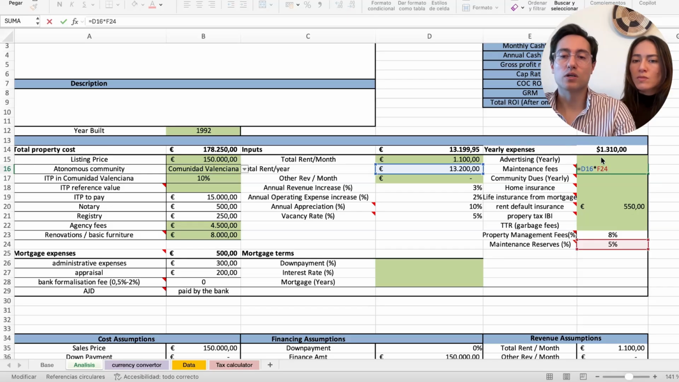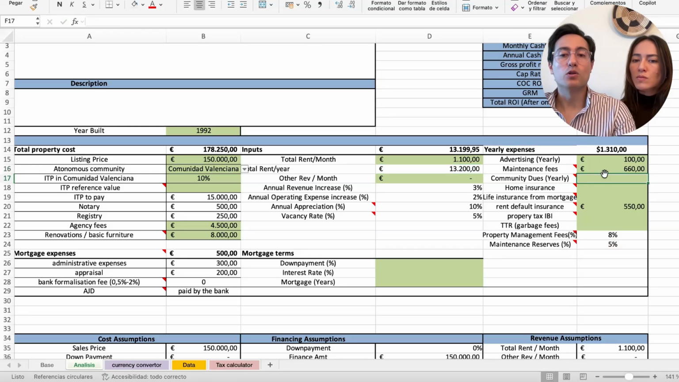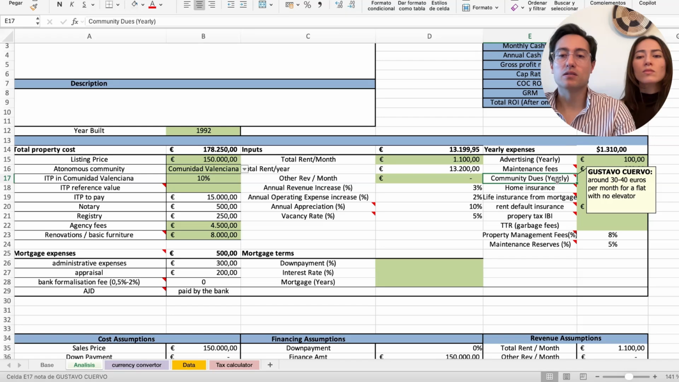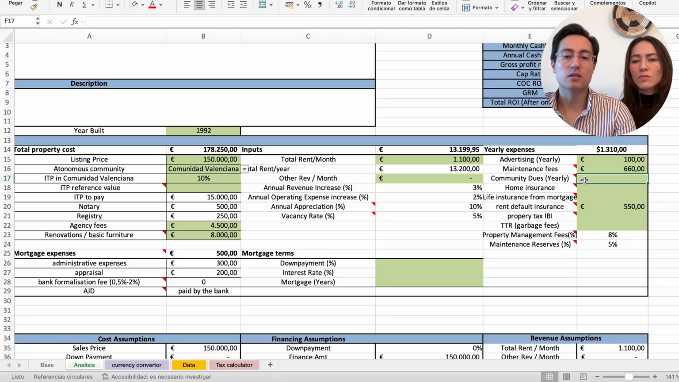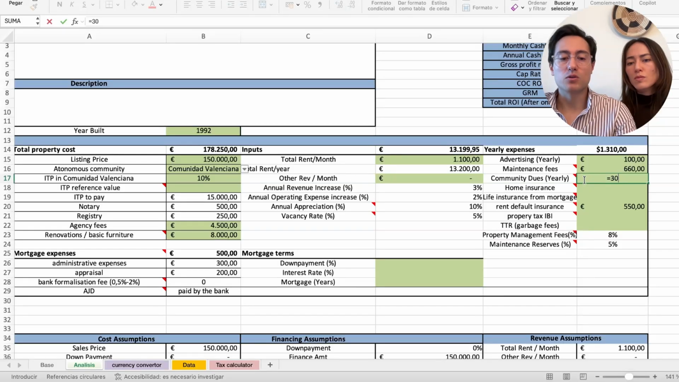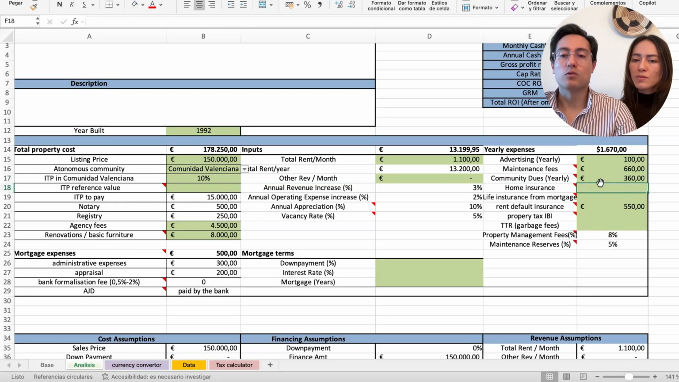So to take that into account as a rule of thumb. We have the community dues, which will depend obviously on the building, but it will be around 30 to 40 euros per month in a flat that has no elevator. In this case, we're going to use 30 euros times 12, which will be 360 euros per year.